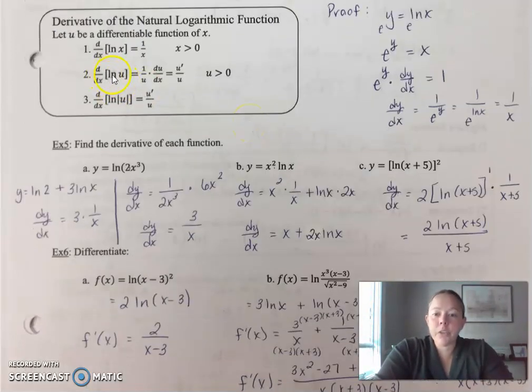All right, now, and then here's this chain rule. So if you have something other than x, we have to multiply by the derivative of the inside. Okay, and then with absolute values, already you have positive numbers because of the restricted domain. So notice you get the exact same derivative. So let's look at some of these.